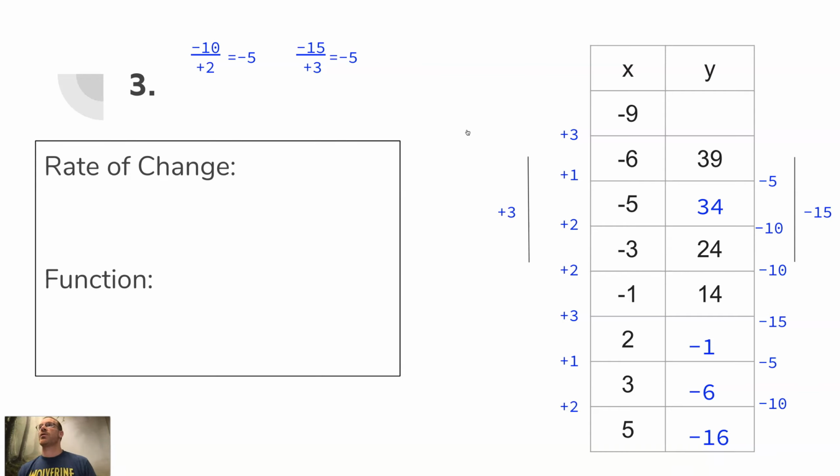In our final change, all right, when we look at this, negative 9 to negative 6 was plus 3, so that means y should have decreased by 15. So what number minus 15 is 39? 54. All right, so that means we are finished for today.